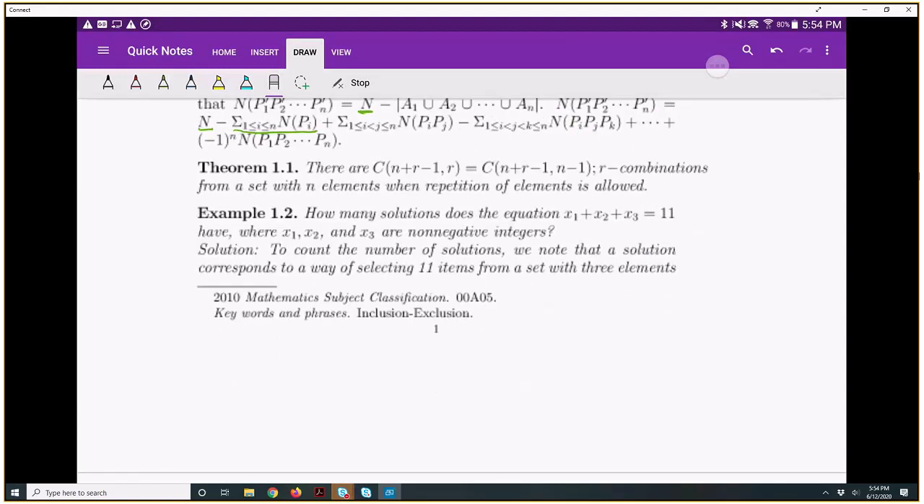So in order to do some of these counting problems, we're going to need a theorem about counting combinations with repetition. The theorem says that there are n plus r minus 1 choose r ways to choose r-combinations from a set with n elements when repetition of elements is allowed.